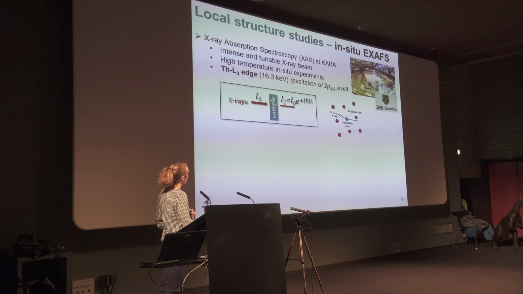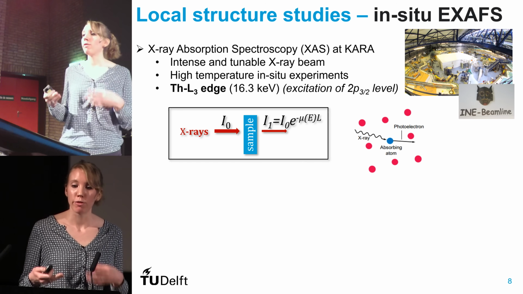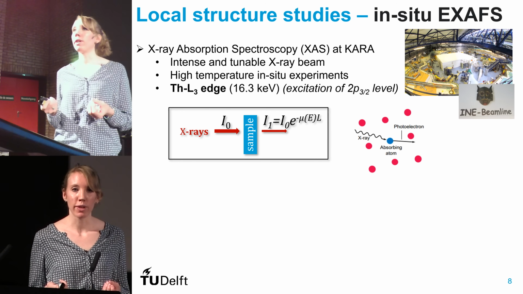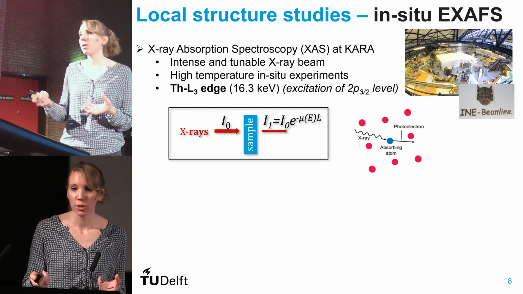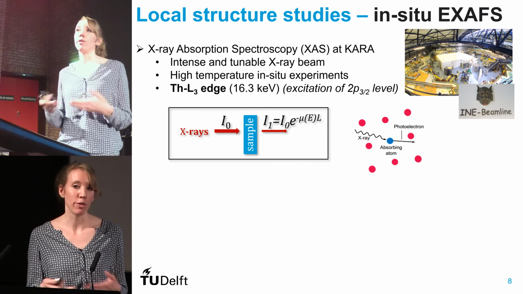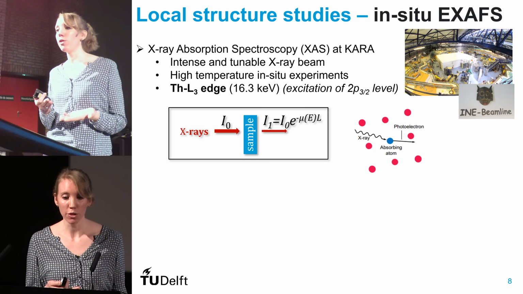For the local structure study, we use X-ray absorption spectroscopy, and we do this at the synchrotron in Karlsruhe in Germany. This is because for these experiments, we need a very intense and tunable X-ray beam. Because the salt needs to be investigated in the molten state at high temperature, we do high temperature in situ experiments.